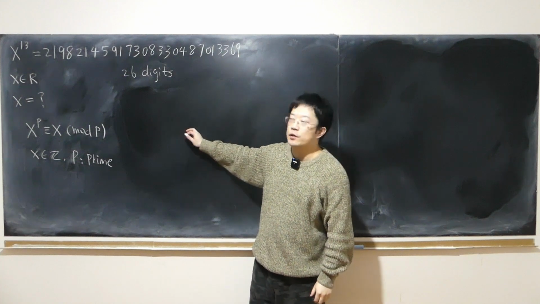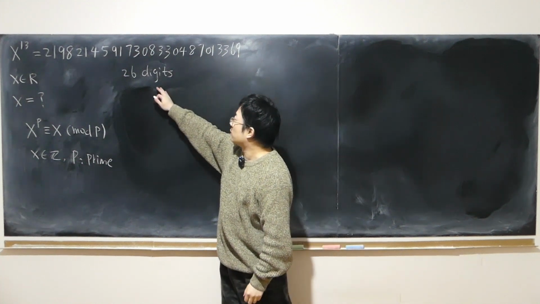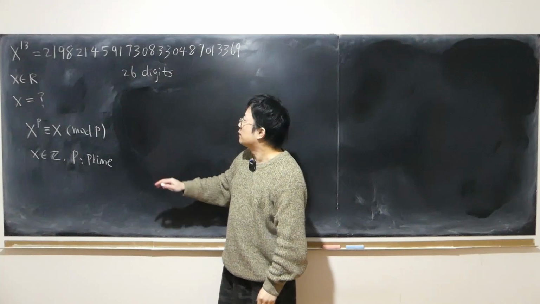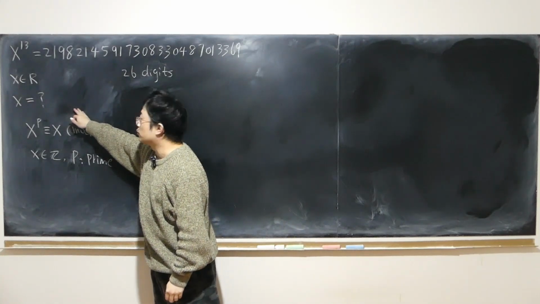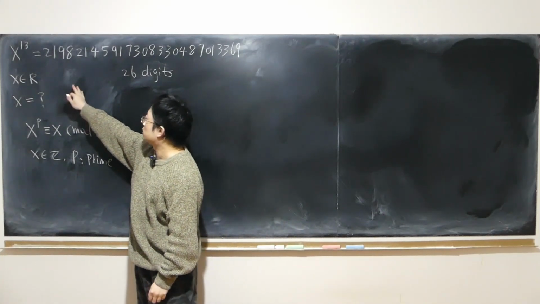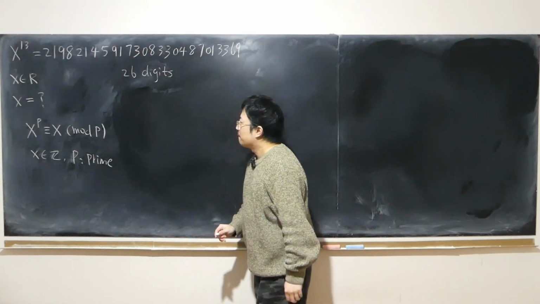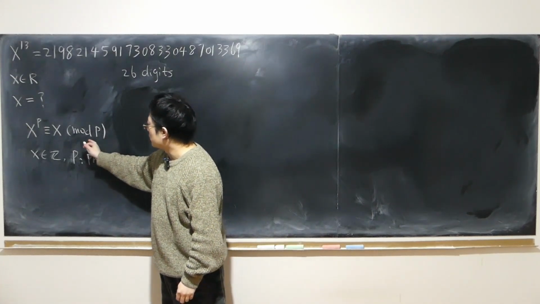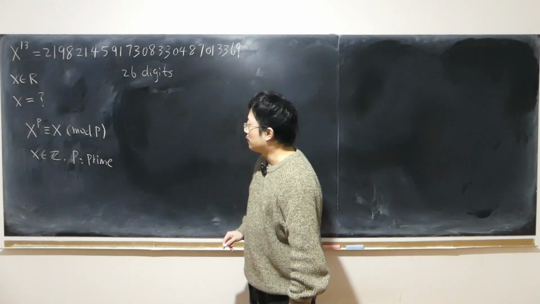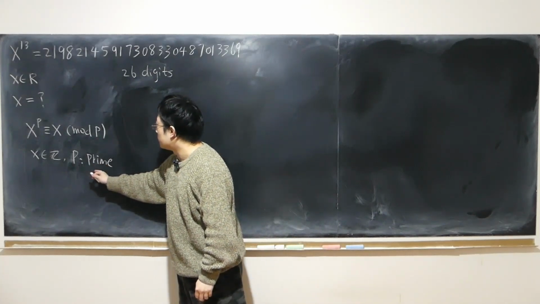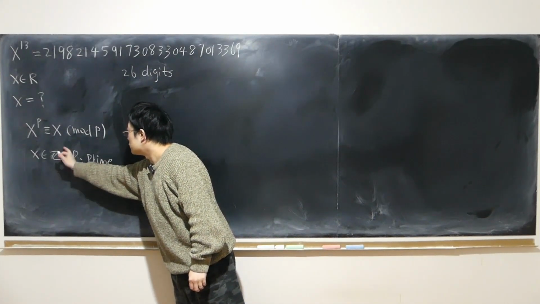x to the power of 13 is equal to this, as I counted, a 26-digit number. Can we find x without using a calculator? Of course, x is a real number. So I'm going to use Fermat's Little Theorem to help us. Right? So p is a prime number, and x is an integer.